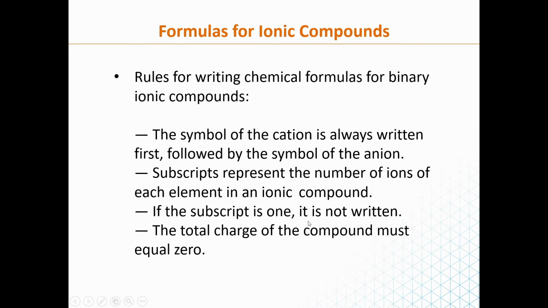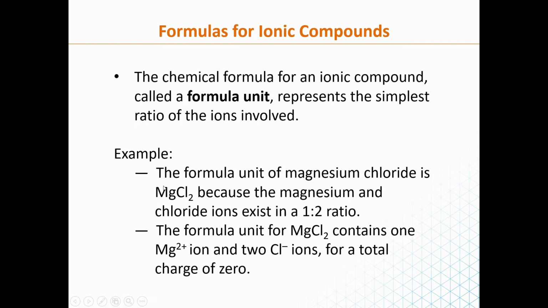Subscripts represent the number of ions of each element in an ionic compound. If the subscript is 1, it is not written. The total charge of the compound must be equal to 0. For example, Mg is a positive charge, written first. The positive ion is +2. After that, I have Cl, which is -1, and we have 2 of them. Here is the number I call the subscript.